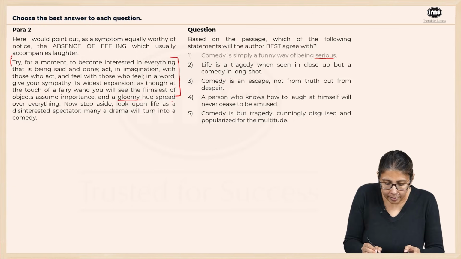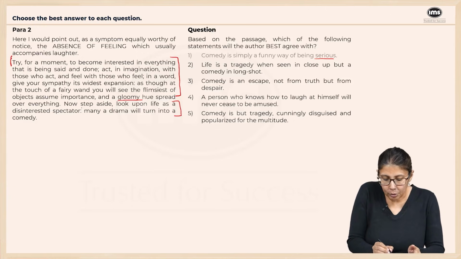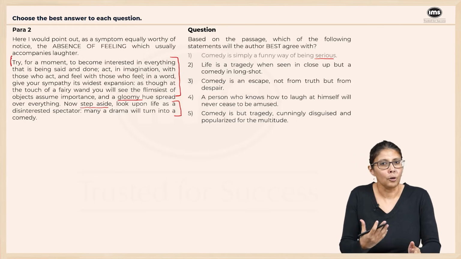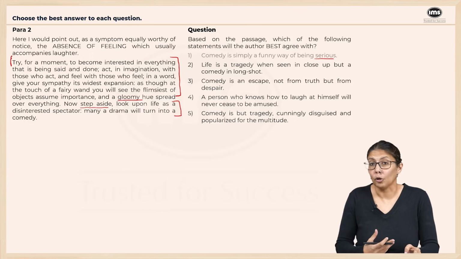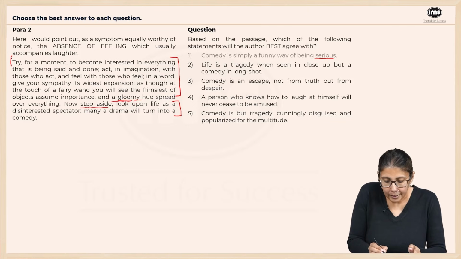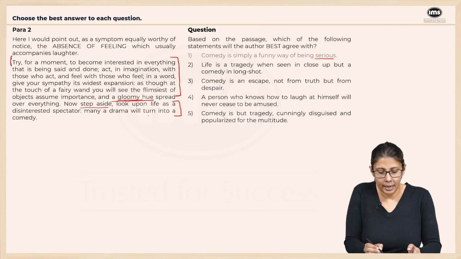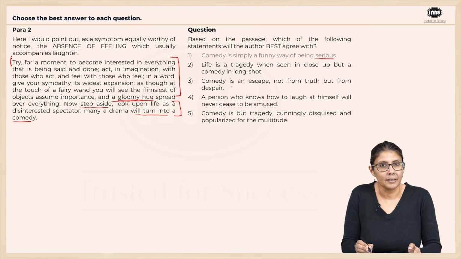But step aside, look upon life as a disinterested spectator. When you say step aside, what does that mean? Zoom out, don't be a part of the situation anymore. And many a drama will turn into a comedy. So there is some support for two. In close-up, life might seem sad. Everything might assume a gloomy hue. When you step aside, drama will turn into a comedy. So let's keep the second option.